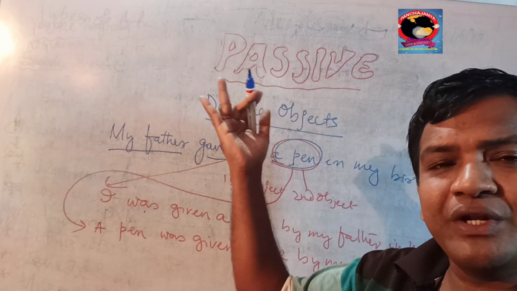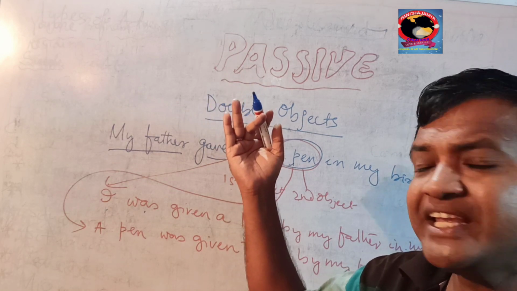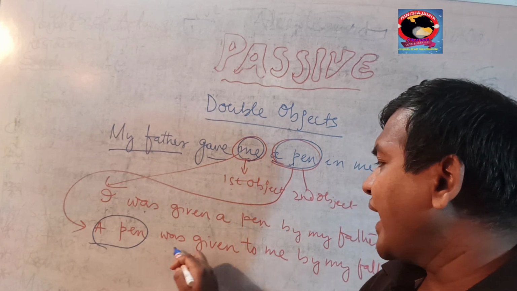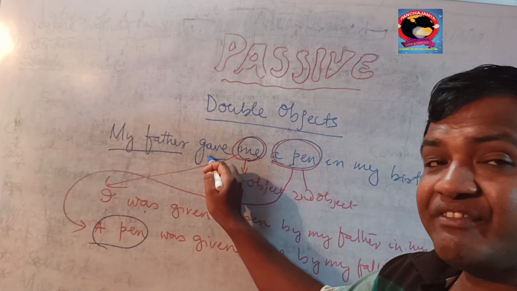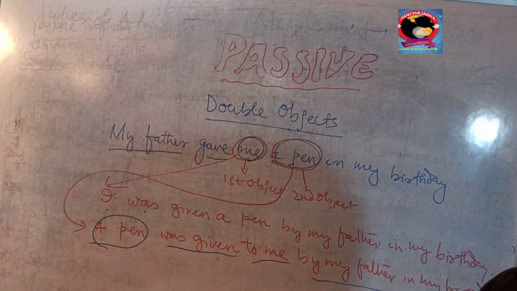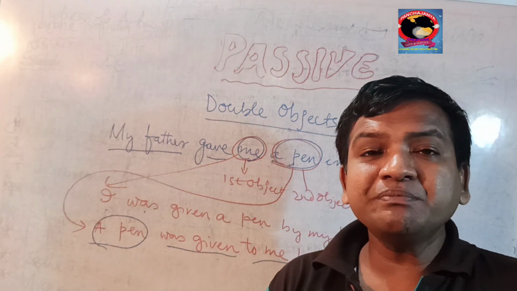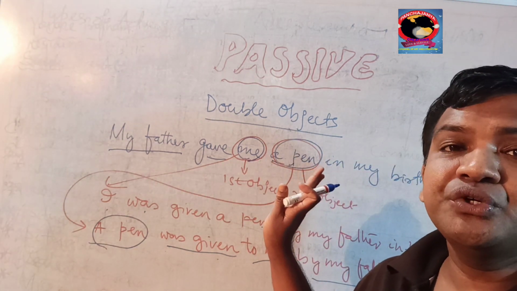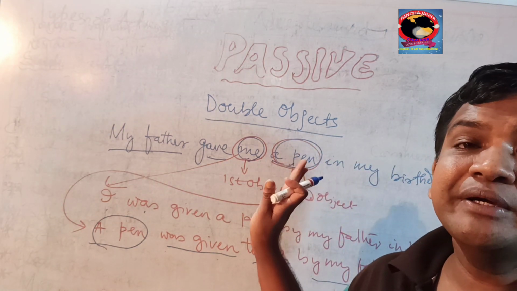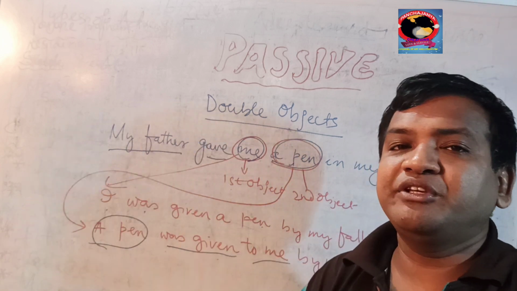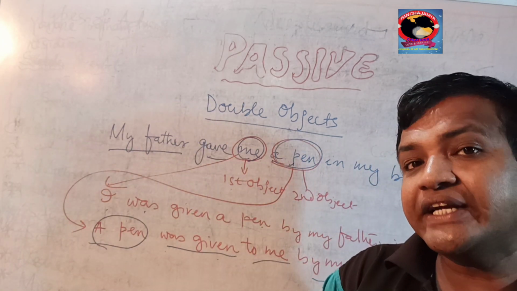Then one more, a pen. The same formula is there, so I am not repeating. So a pen is second. A pen was given. Simple past is there, gave. So a pen was given to me by my father in my birthday. So you see, both the objects can be taken individually as subject and can be used. Okay, don't get confused.